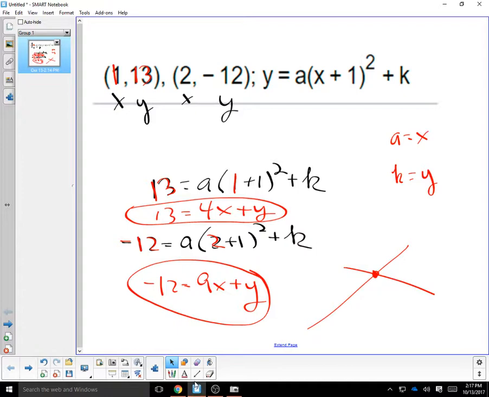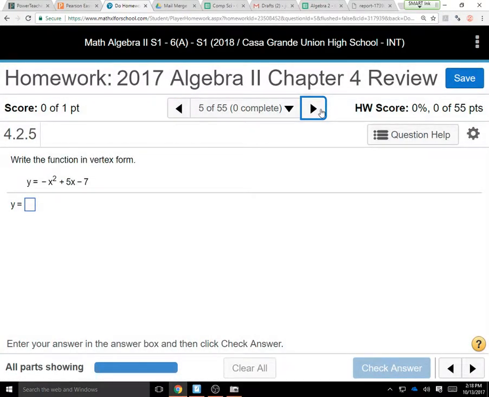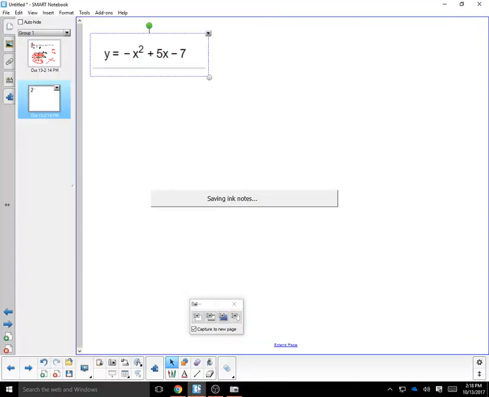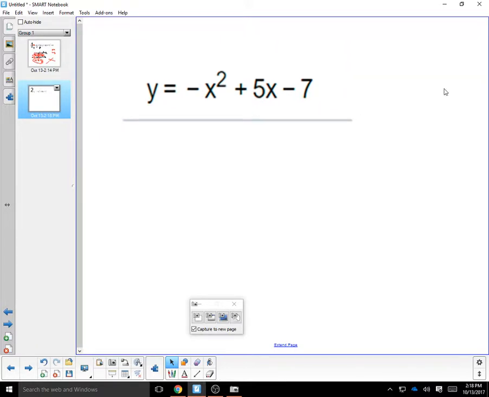All right, I want to get to this next one because some people are having trouble with this one. We're supposed to write this in vertex form. Now, I did it a couple times for some of the other classes, so we can do it a couple times. It's going to take a little bit, okay? So, let me minimize this.